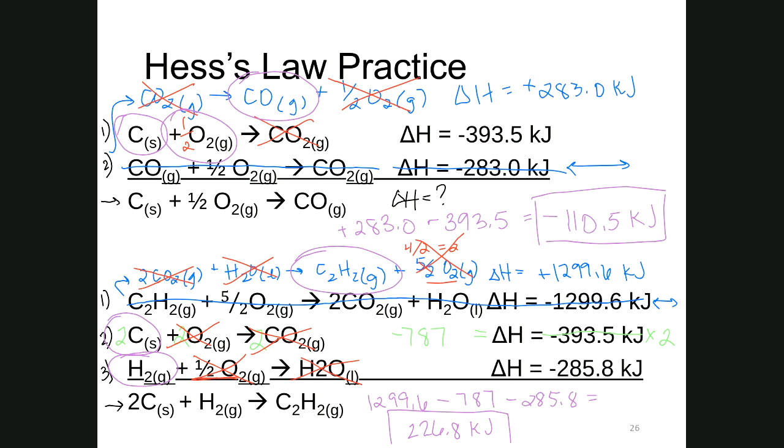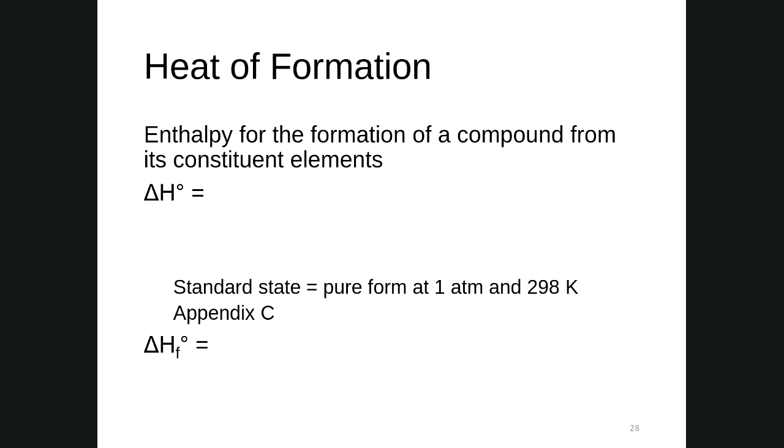Now, a question could sometimes come up, all right, that's all good and dandy, but where are these numbers coming from? These numbers are coming from the enthalpy of formation, or the heat of formation. So let's take a look at heat of formation, which can sometimes be thought of as a more simplistic form of Hess's law.